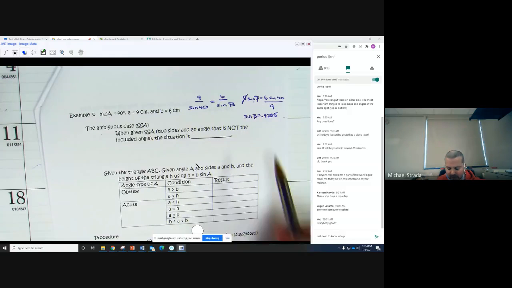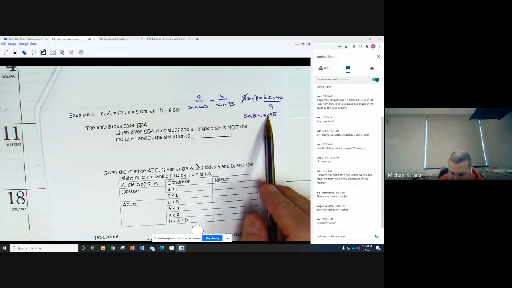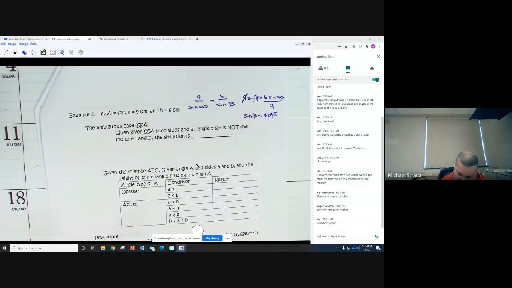That's important. Remember, the sine should always be greater than 0 and less than 1, because we're not going to have angles bigger than 180, which makes sine positive.